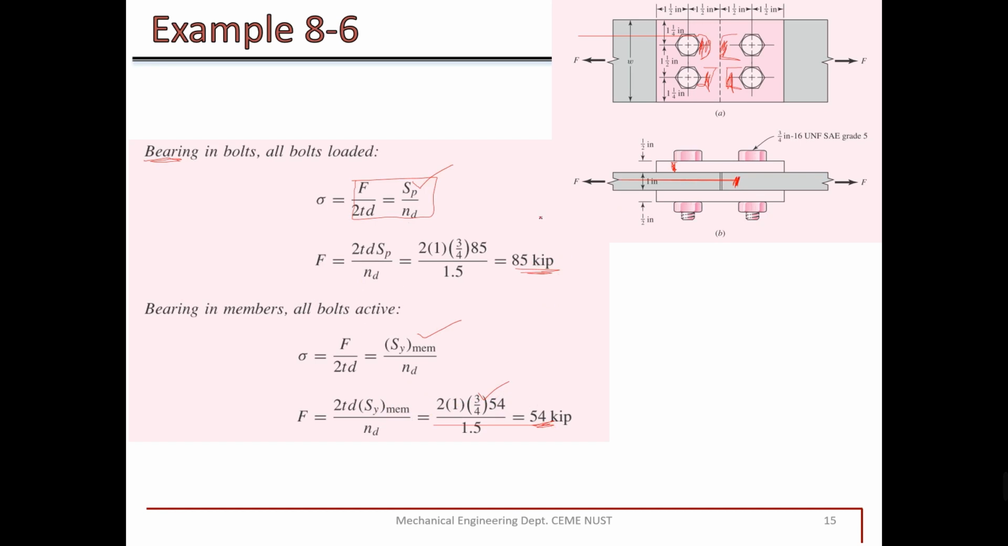In simple words, when we apply a force of 54 kip, the bearing stress limit of the member is reached, and for the bolt, at 85 kip, the bearing strength of the bolts is reached. So the bolt will remain safe, while the members will fail far below 85 kip. So with reference to bearing stress, the safe load is 54 kip.